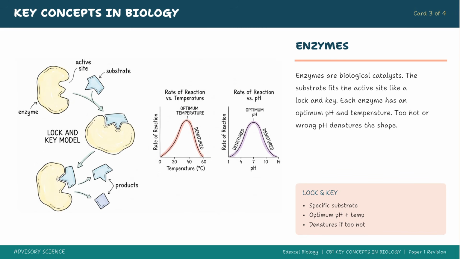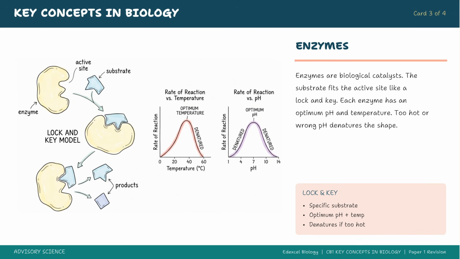Each enzyme has a special section called the active site. The molecule that the enzyme works on is called the substrate, and it slots into the active site like a key into a lock. And that's why we call this the lock and key model. 3 things affect how well an enzyme works: temperature, pH, and substrate concentration.